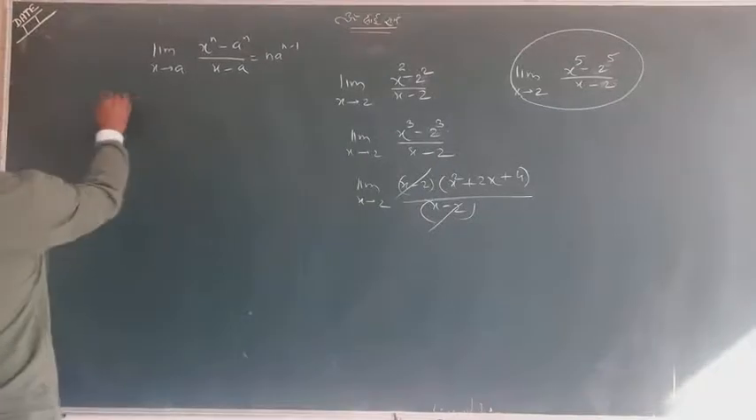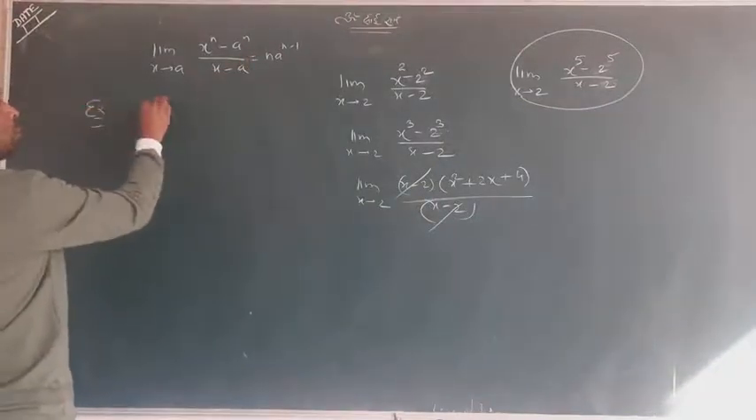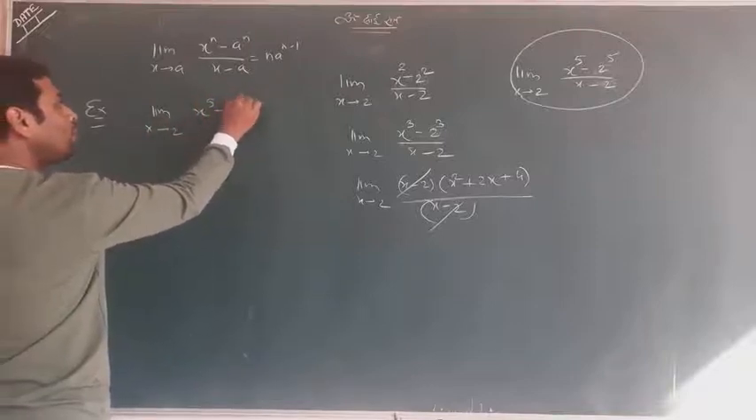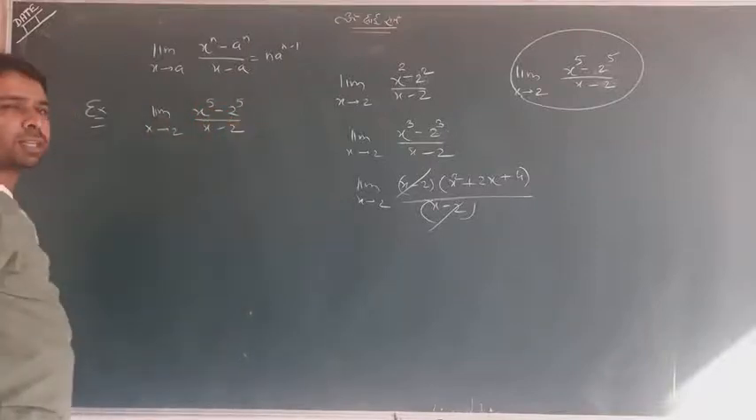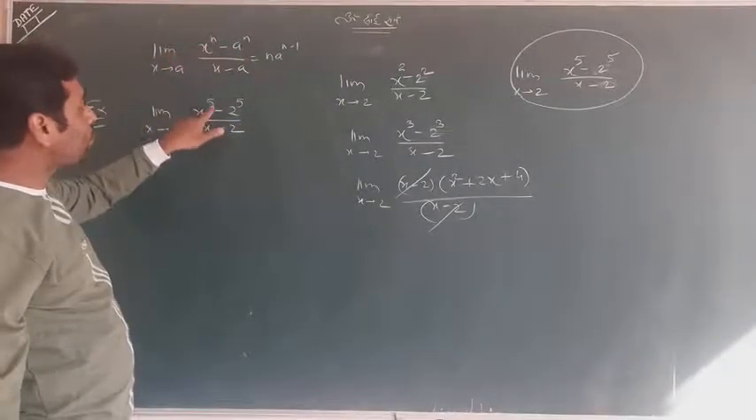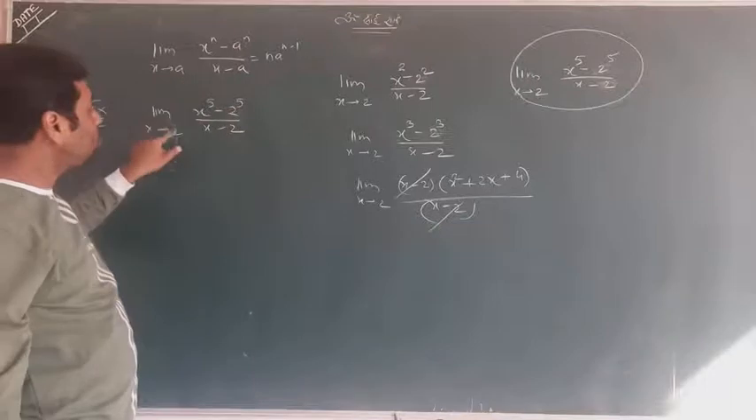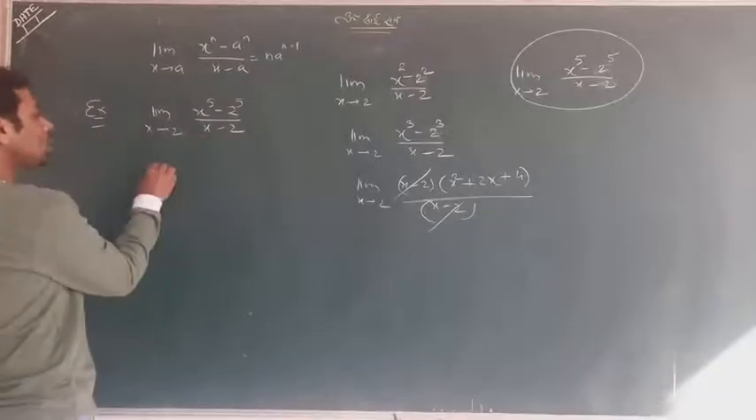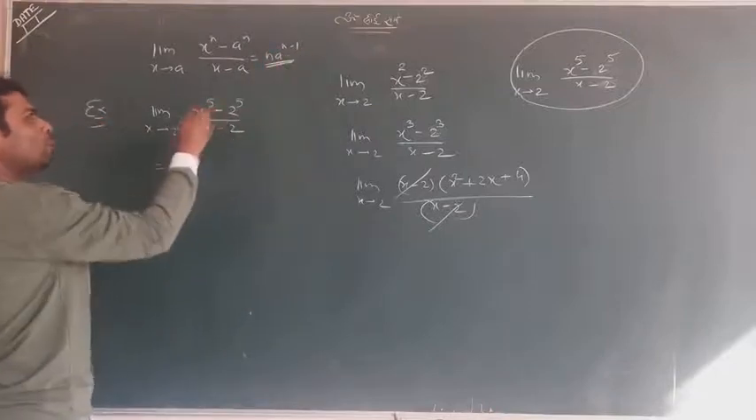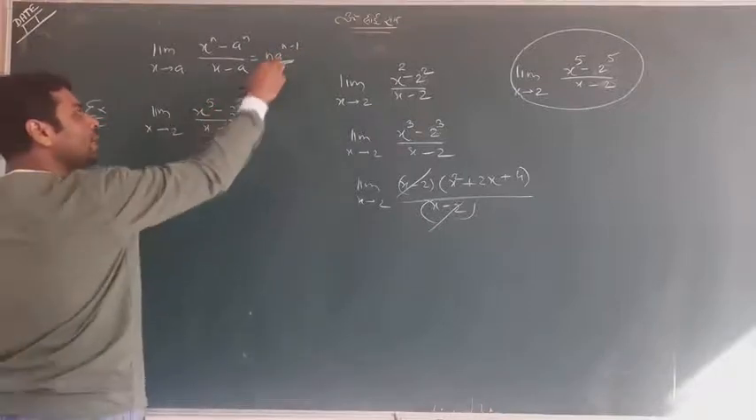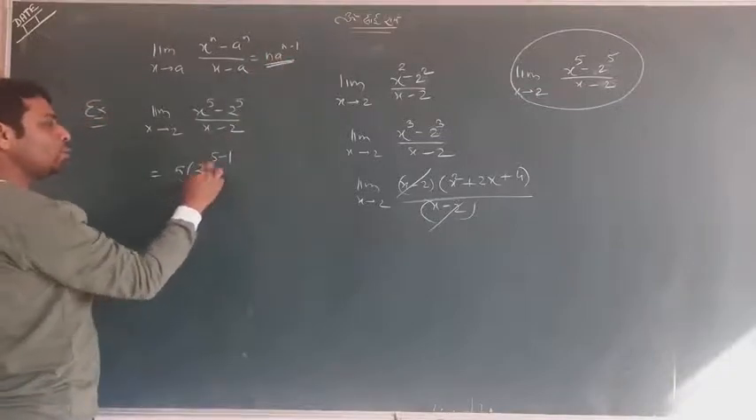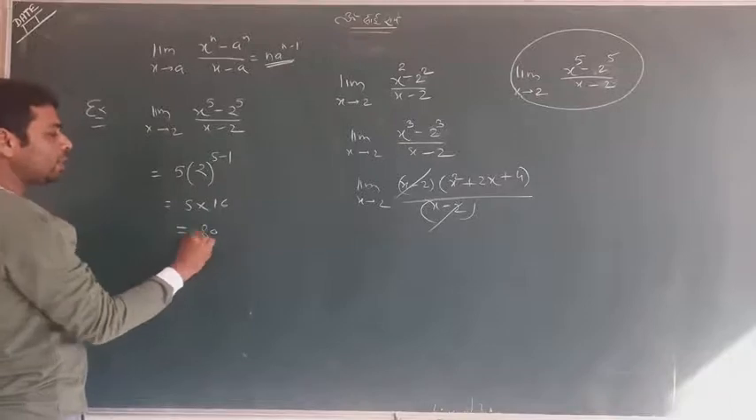You want to see the answer? See, that example I am showing here: x tends to 2, x to the power 5 minus 2 to the power 5 upon x minus 2. Can you match each and everything? n is your 5, a is your 2. So just don't factorize. Use the formula n times a to the power n minus 1. What is n? 5. What is a? 2. What is n minus 1? 5 minus 1. So your answer is 5 times 2 to the power 4, that is 16, 5 times 16 is 80. This is the answer.